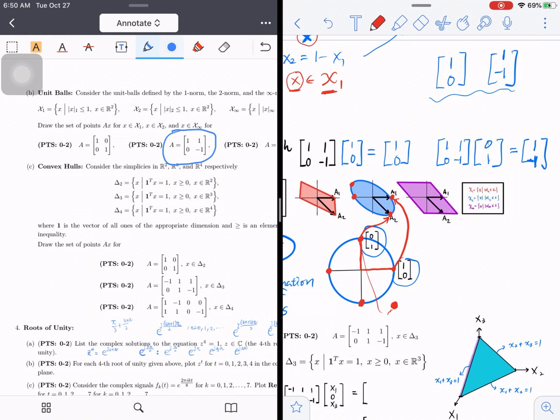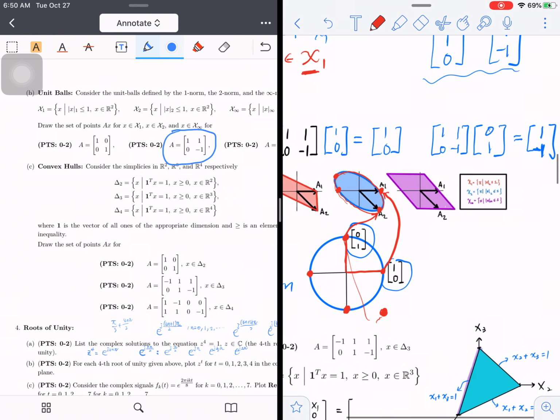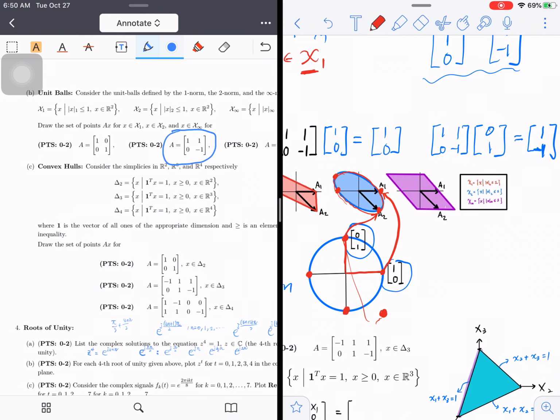And this is an ellipsoid. The shape looks like this. So this is the way you plot the problem 2b. So as you can see, the axis go to here. So if you see this, you can see that the axis go to here.